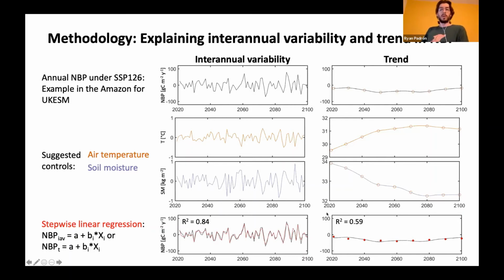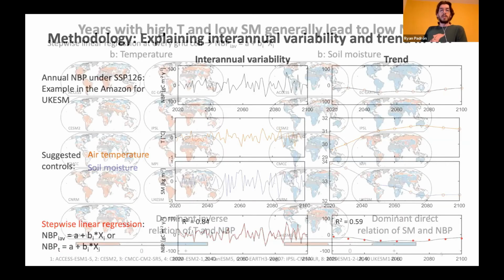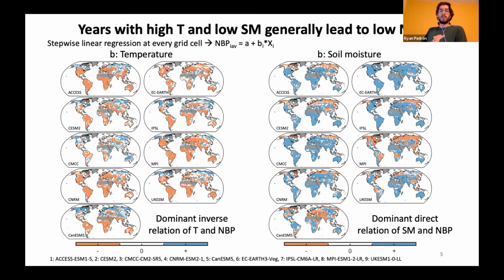Now in the following, I will focus on the controls of the detrended interannual variability in MVP first. So what I showed before was the example for a specific grid cell and a specific model. Now we can also apply this regression at each grid cell, for all grid cells in the world and for all CMIP6 models. And what I'm showing in these maps is the sign of the coefficient B in the regression, the coefficient for the temperature and for the soil moisture control.